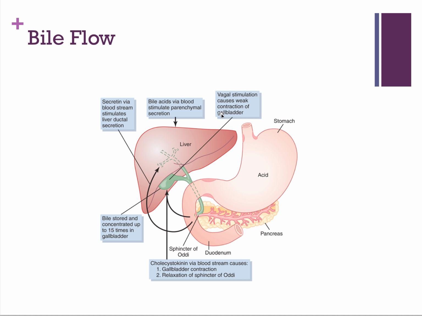Bile acids from the blood stimulate the parenchymal cells to secrete products to drive bile production. Secretin from the bloodstream stimulates secretion as well. So again, CCK causes contraction of the gallbladder, helps relax the sphincter of Oddi so that when the gallbladder contracts, all that 50 mils is squirted now into the common bile duct so that the sphincter of Oddi can allow the passage of pancreatic juices and bile out through the common bile duct.